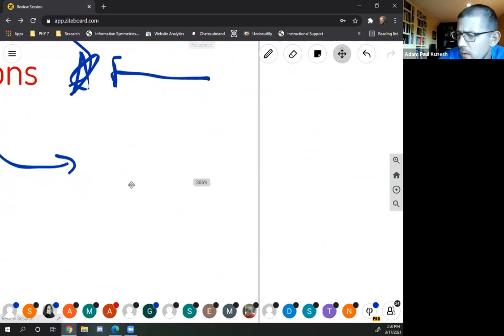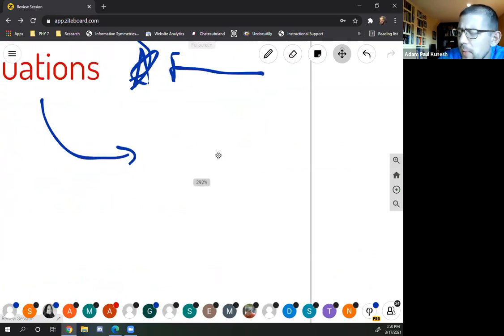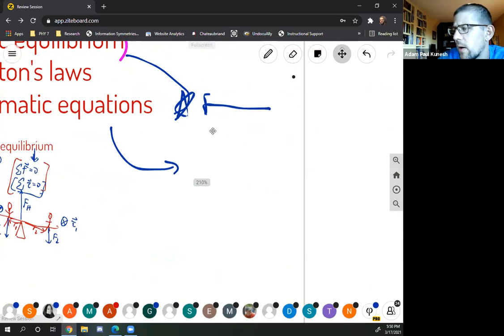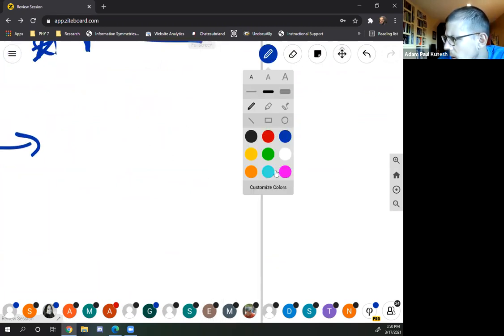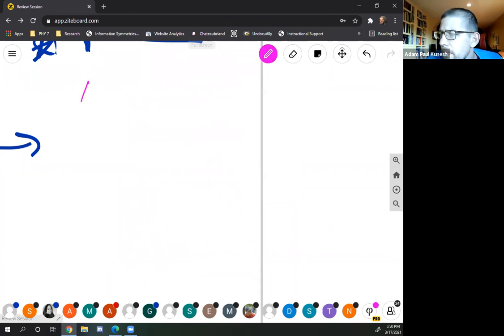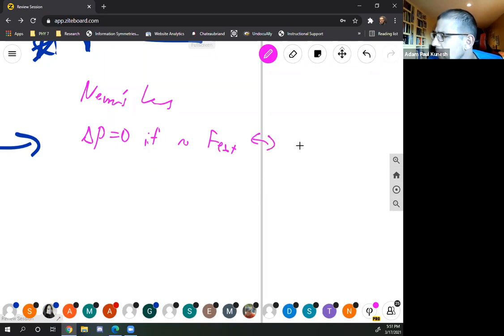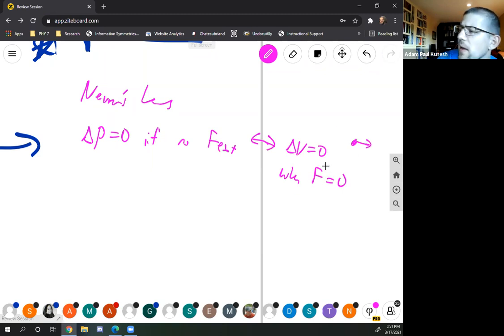So the kinematic equations, well, we'll do the kinematic equations. I'll say Newton's laws just so that we have them in our head, but we've seen them all before. Newton's laws, there's 3 of them. Newton's law says that delta P is 0 if there's no external force F. Or another way to say that, equivalent, is delta V equals 0 when F equals 0 for a point object. So there's no change in the velocity when there's no force. Velocity is constant over time.